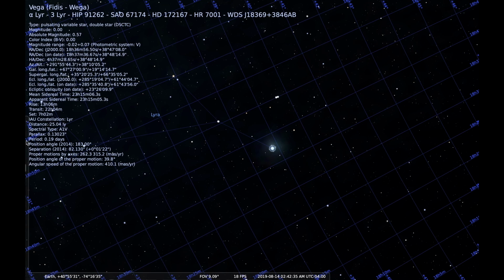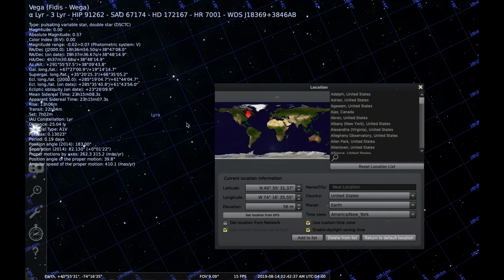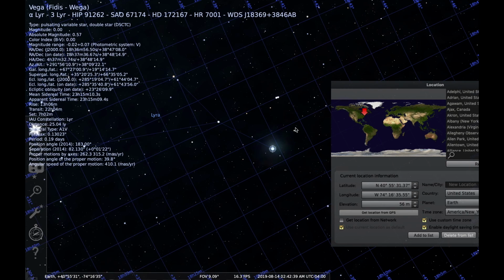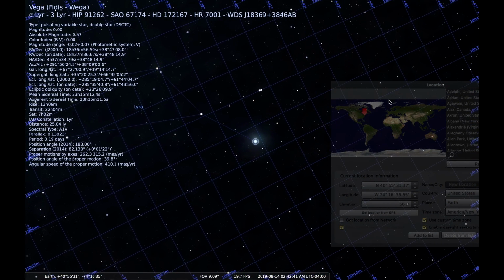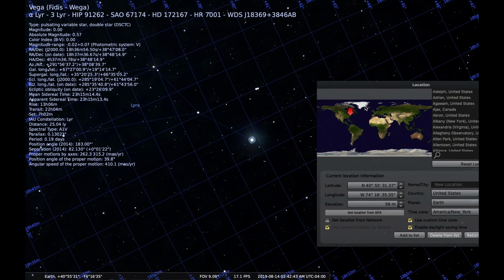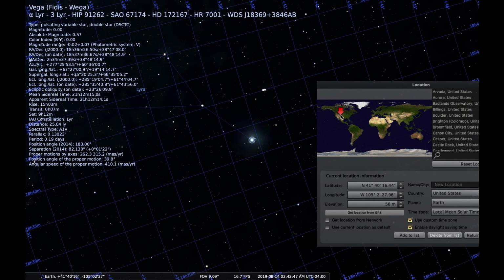Be that as it may, let's show you what I mean. Now I'm going to change the location. I'm centered onto Vega, and now I'm going to change my location to somewhere further west, say out in Colorado. If we go out west, it seems to have rotated, which seems like things have changed, but notice that the altitude and the azimuth have changed, but the right ascension and declination have not.